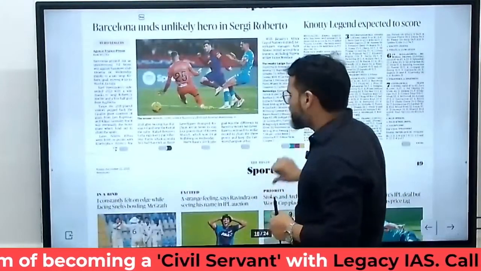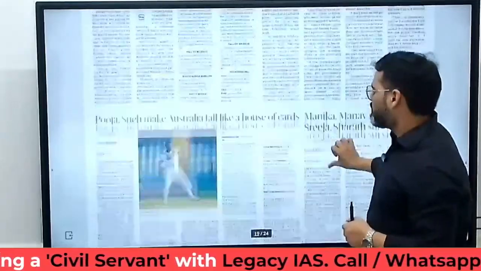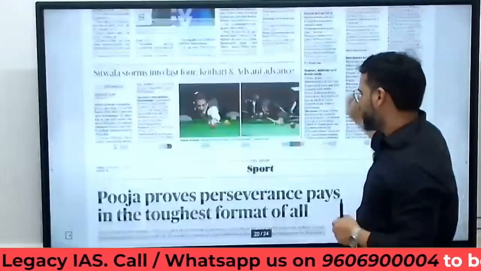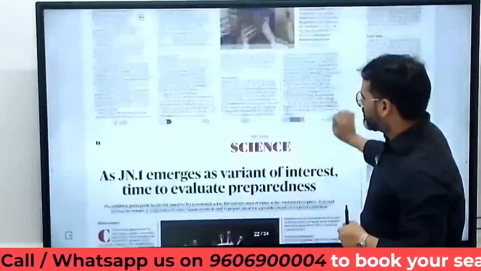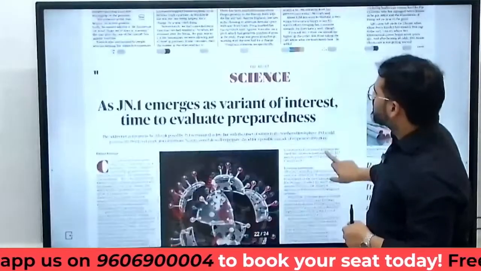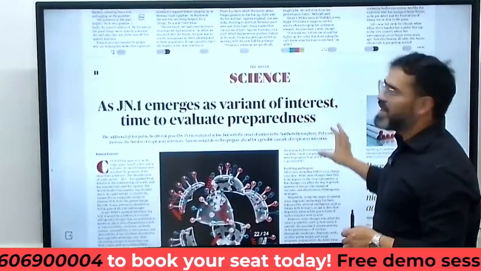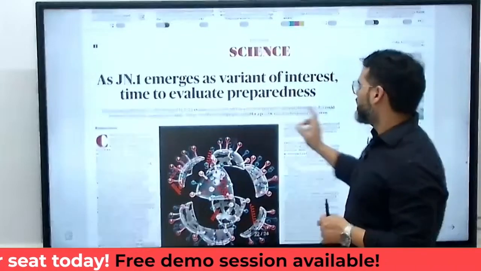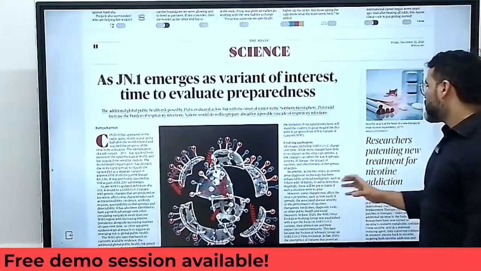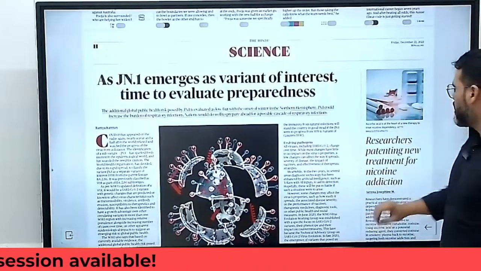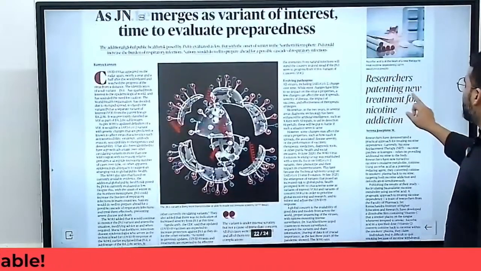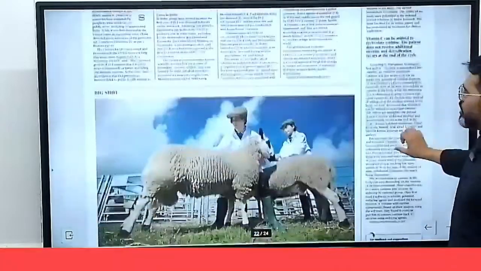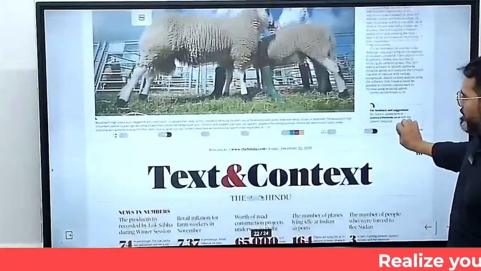Then sports, I told you. If you actually already play the sport, then only, otherwise we need to escape the news. That's it. See all the sports only. See, this is science. This comes weekly actually once. As emerges as variant of the interest, time to evaluate preparedness. This is important. Go through it. Because यहाँ पे complete science and tech perspective they have given the new. Researches paternity new treatment for nicotine addictions. Correct? उसके बाद that's it.